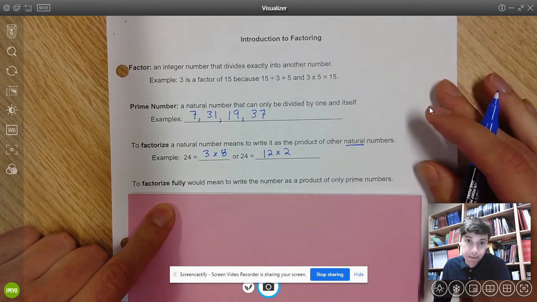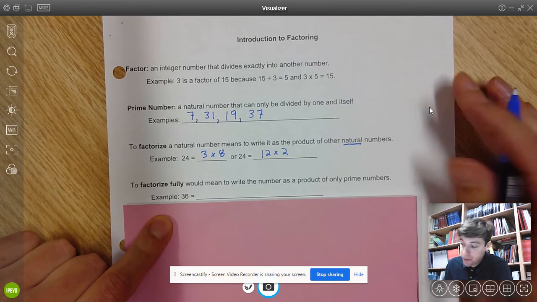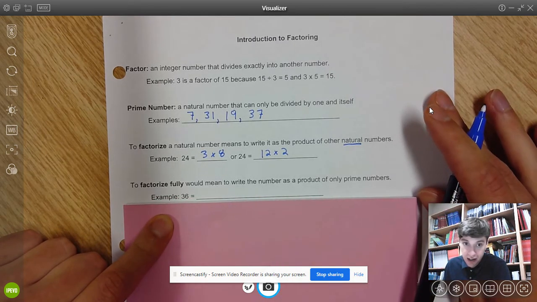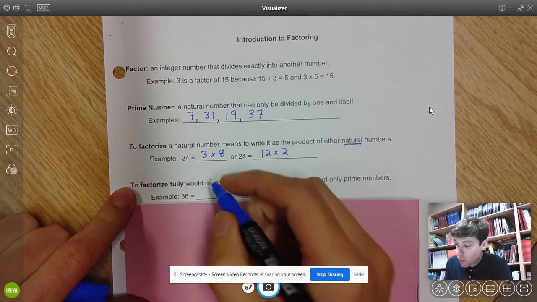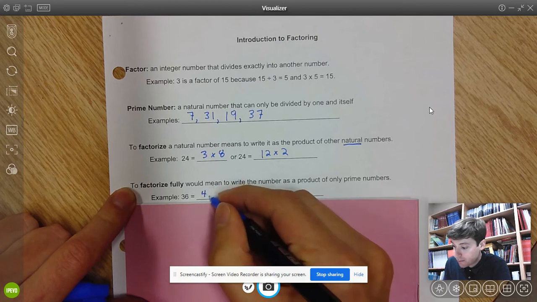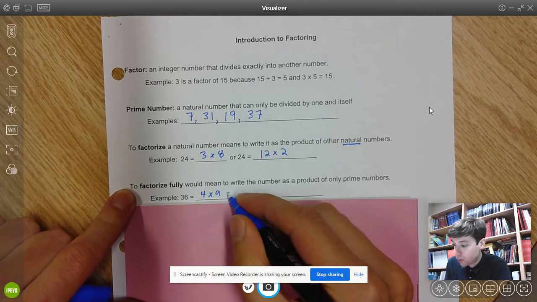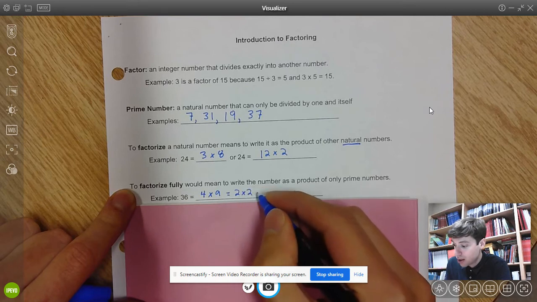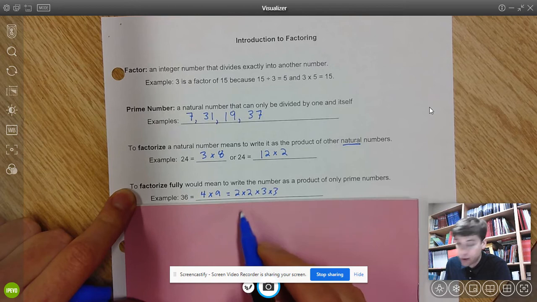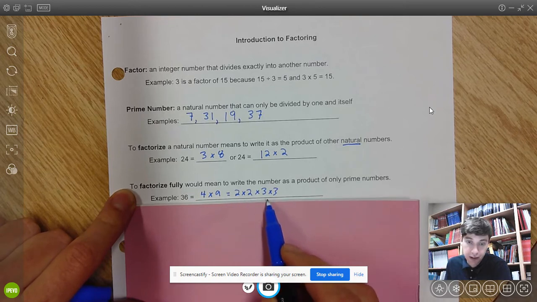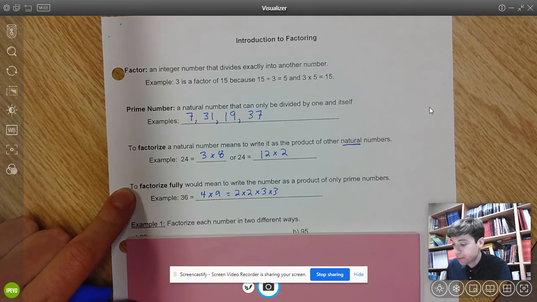To factorize fully means I'm going to write it as only a product of primes. So for example, 36, if I was going to write it as a product of primes, I could start by factoring it into 4 times 9, but 4 and 9 aren't primes. So I'm going to break down each of those. 4 is 2 times 2, and 9 is 3 times 3. Now I've factorized 36 fully because all 4 of these factors are primes, right? 2 and 3 I can only divide by itself.